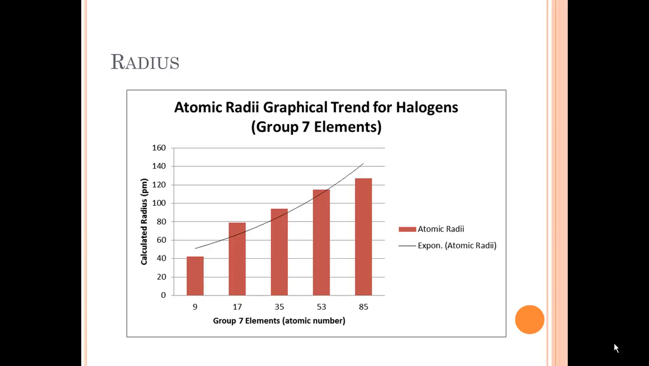Here's your radius chart. Obviously, you can see the radius increasing as you go down the periodic table, with iodine being the largest.